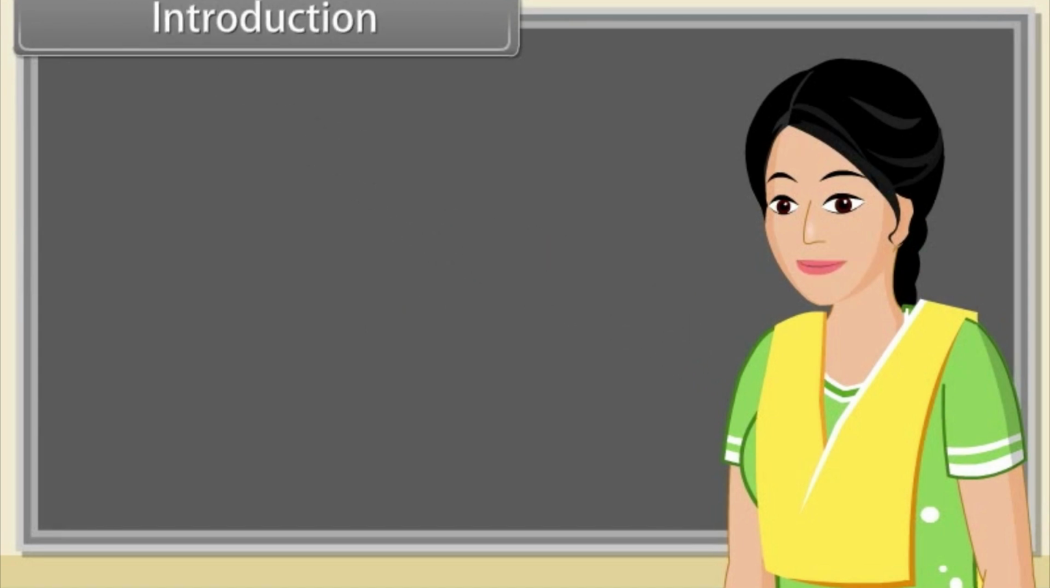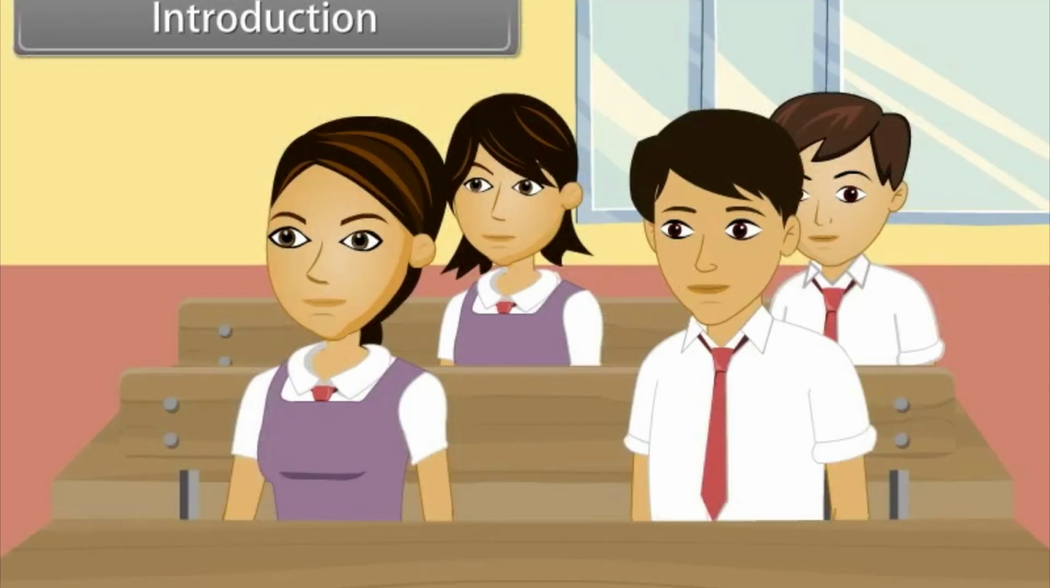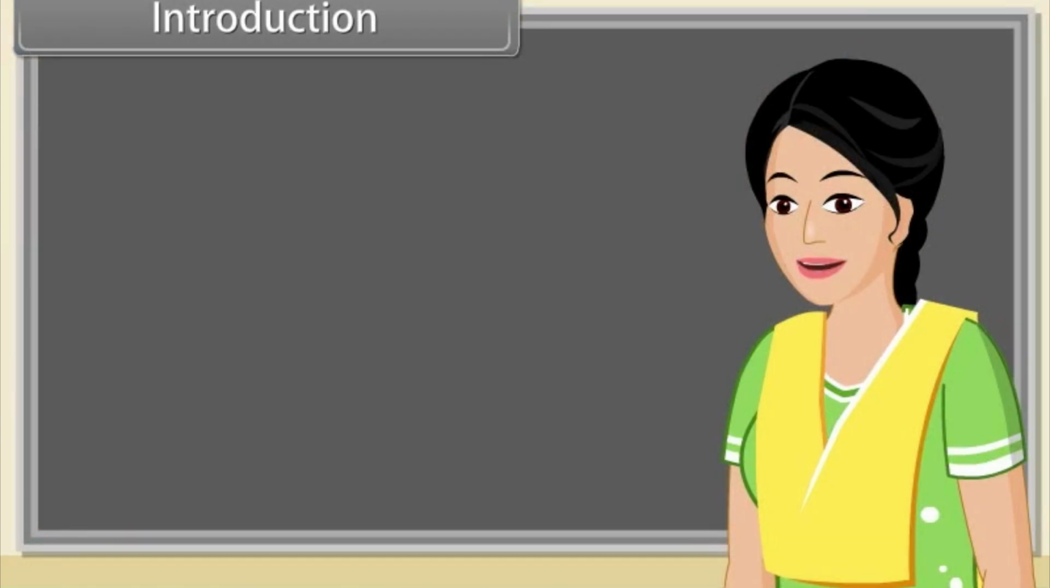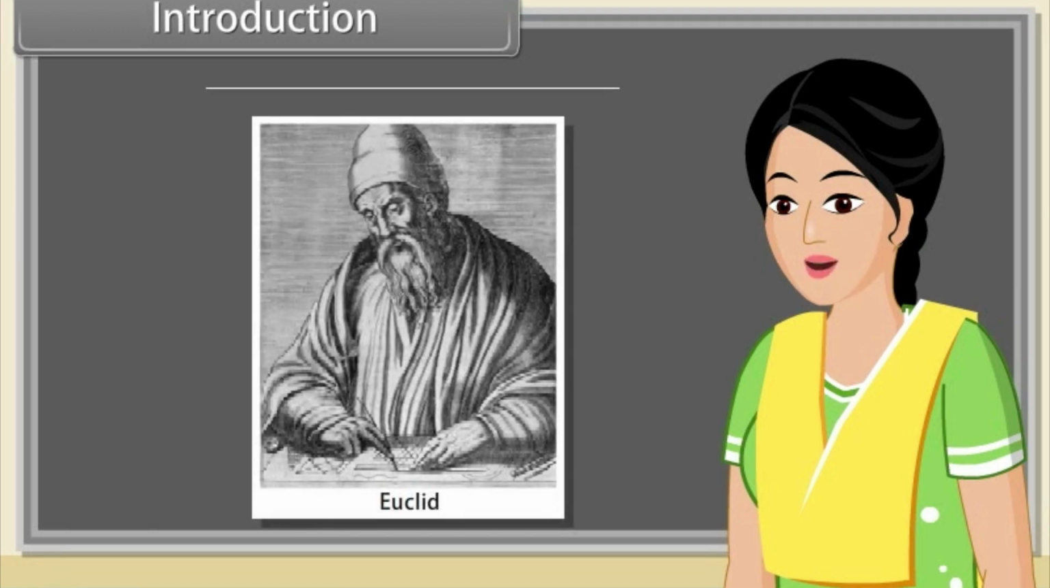Students, we all know about the straight lines. Does anybody know who introduced it? Okay, I will tell you. The notion of line or straight line was introduced by the ancient mathematicians. Euclid was one of them.